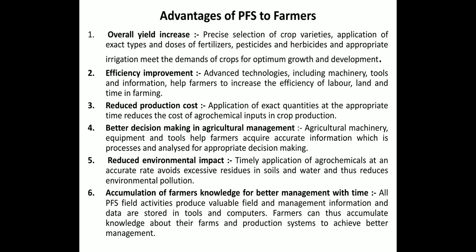As we know, the precise selection of crop varieties, and the application of the exact type and doses of fertilizer as per the concept of PA, that is, the correct time, right method, right source, along with the doses of fertilizer, pesticide, herbicides, and the appropriate irrigation to meet the demand of the crops, helps to increase the growth and yield of the crops.